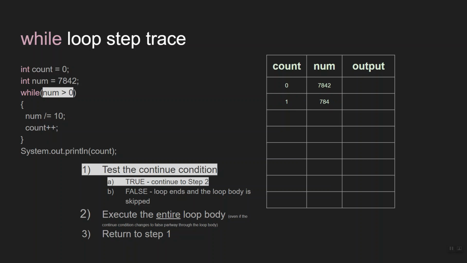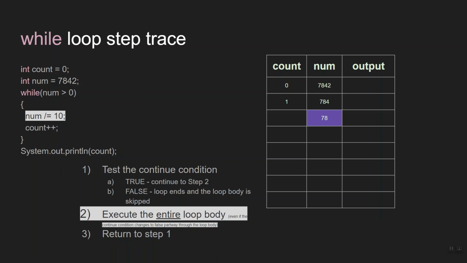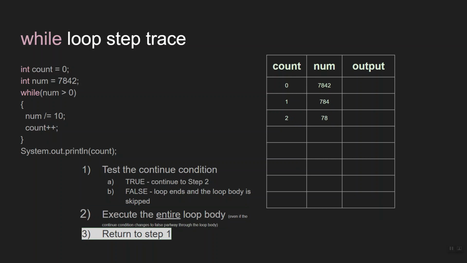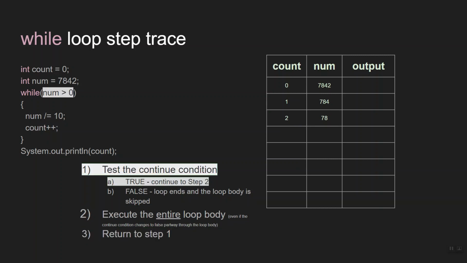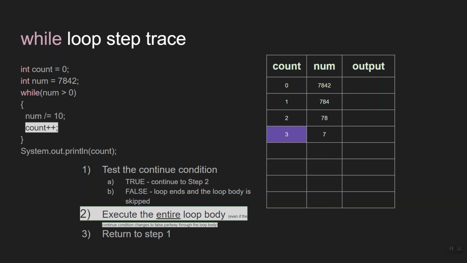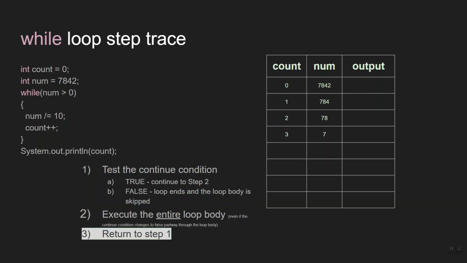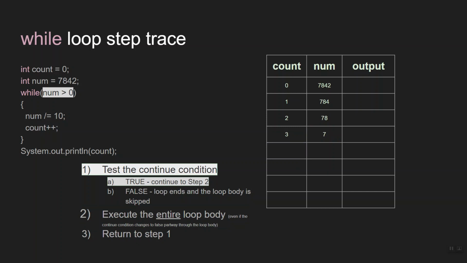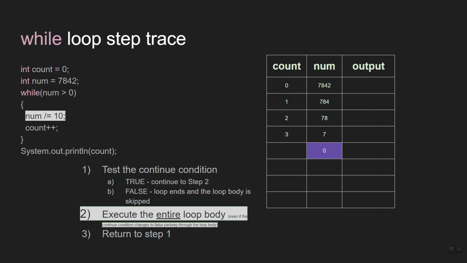Since that is true, we enter into the code body, we divide and reassign num to be the result of dividing by 10. So we get 78. Count will increase to 2. And then we're going to return back to step 1, where we evaluate num is greater than 0. It's still true. So we execute again and then return to step 1. It's still true that 7 is greater than 0. So we're going to execute the entire loop body.